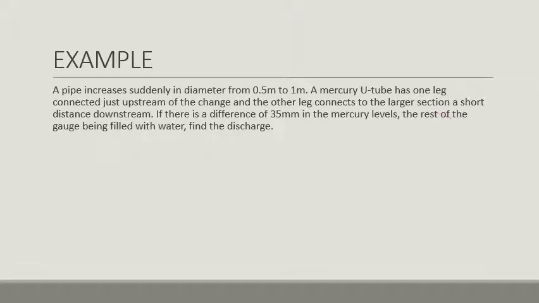A pipe increases suddenly in diameter from 0.5 meter to 1 meter. Let me draw that. A mercury U-tube has one leg connected just upstream of the change, and the other leg connects the larger section a short distance downstream. If there is a difference of 35 mm in the mercury levels, the rest of the gauge being filled with water, find the discharge.